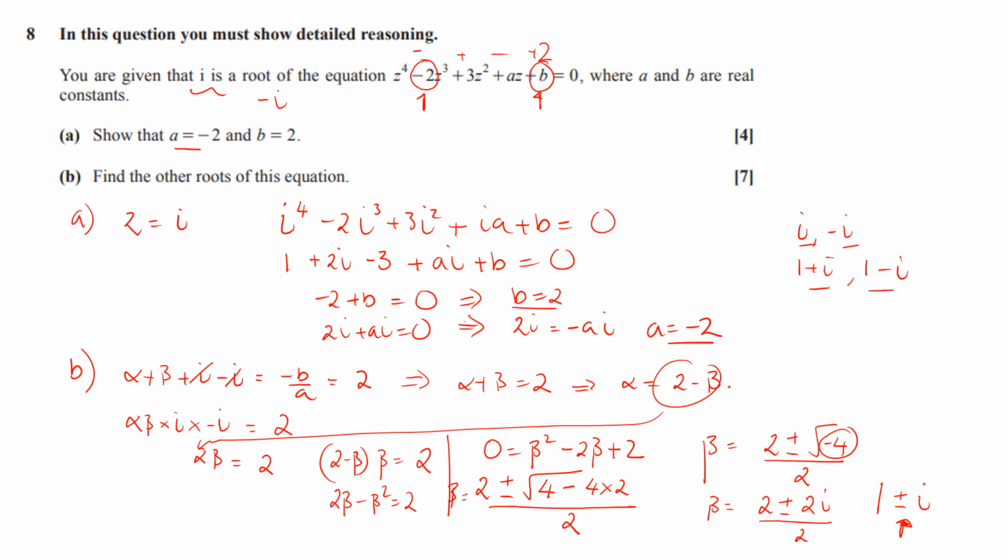Okay, that one wasn't actually that hard, number 8, but well done for getting to the end of it. We've done 8 questions. That is your Further Maths AS paper from 2019.